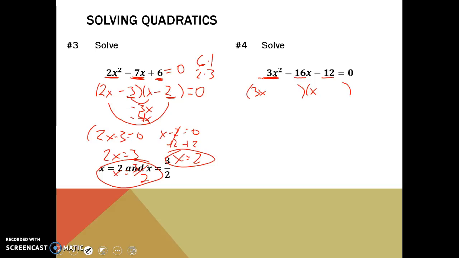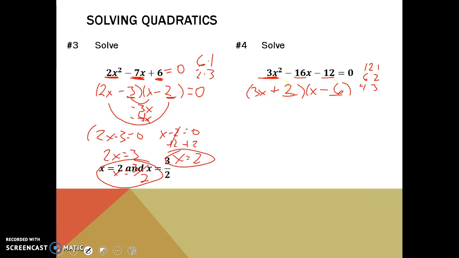Then I'm going to have to figure out something here and here that multiply together to give me 12, but somehow when I take my first terms and my last terms, it adds up to a negative 16. So I could try 12 and 1, I could try 6 and 2, I could try 4 and 3, and let's see, 3 and 4 is not going to do it, so it looks like maybe a 6 and a 2.